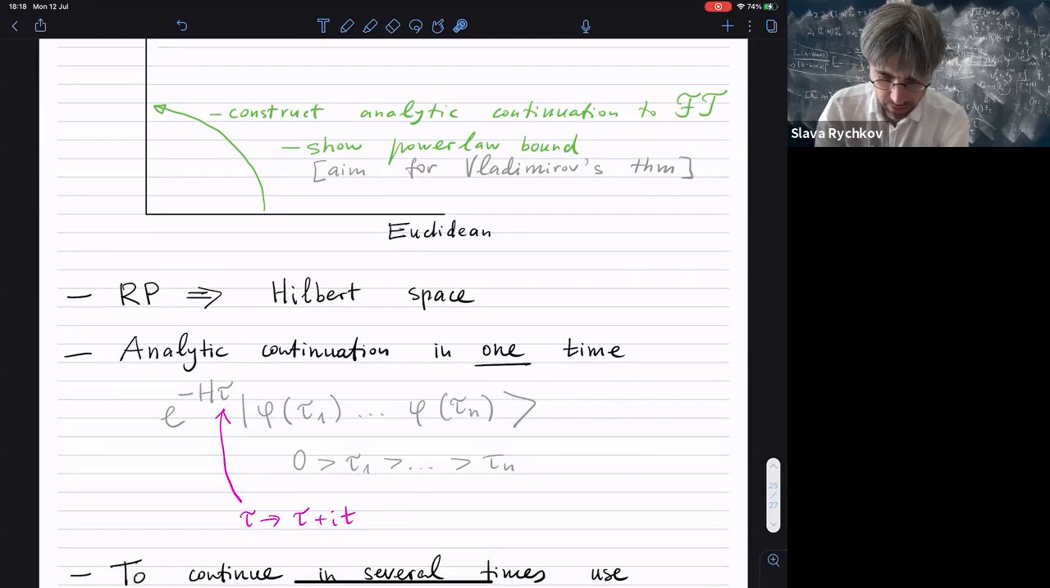So if you just have, let me now switch to intuitive notation for this discussion, a field, a state which is produced by n operators in the lower half plane. And by acting with the translation generator, we shift all n times by the same tau. The one thing that you can do relatively easily is to analytically continue this tau to tau plus it. But this is going to move all times by the same complex time. So that's much, much less than what we need to do. But that's something.